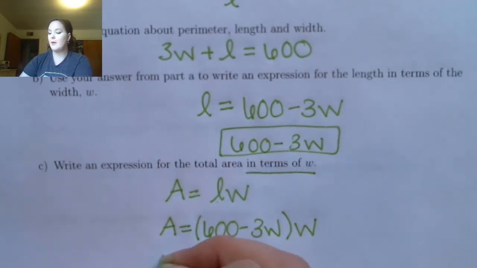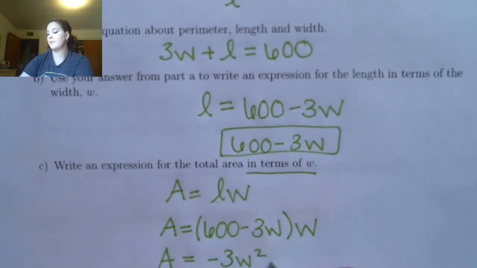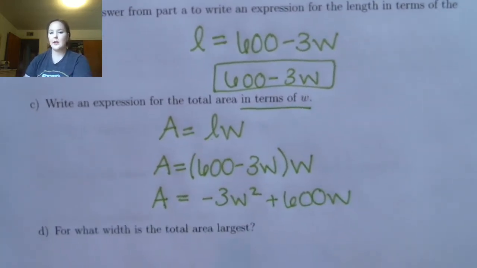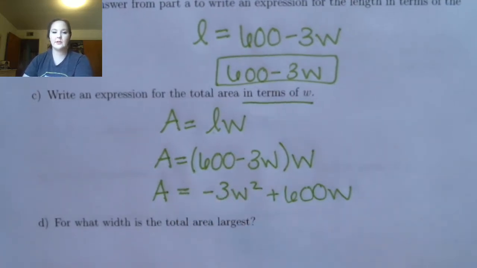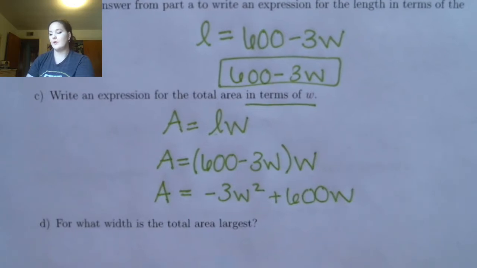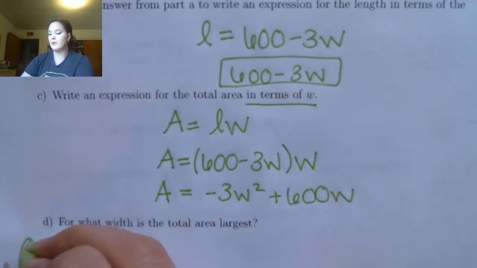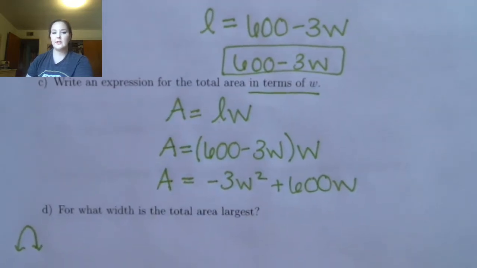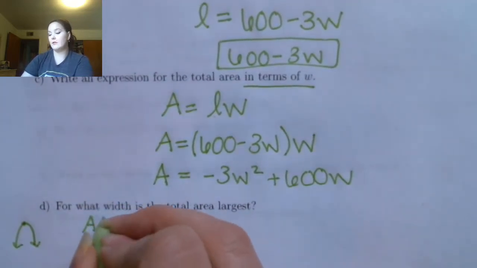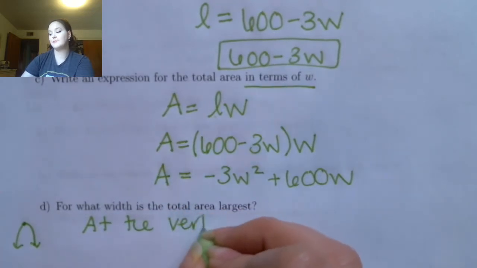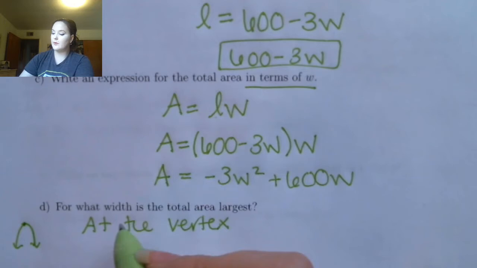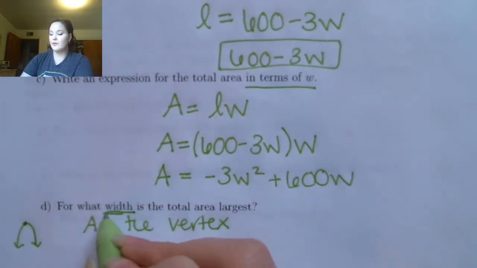Now I'm actually going to write this in standard form so that we can see what type of equation it is. Then we can see it's a quadratic, right? It's a W squared type equation. For what width is the total area largest? We're talking about a quadratic that's facing down, so the area is going to be largest at the vertex. So it is asking for the width of the vertex.